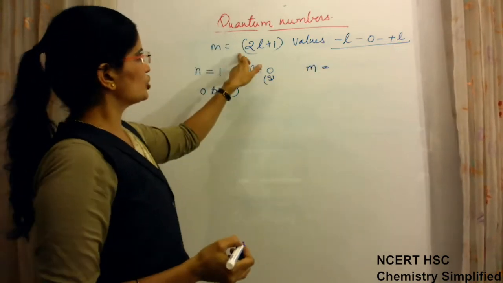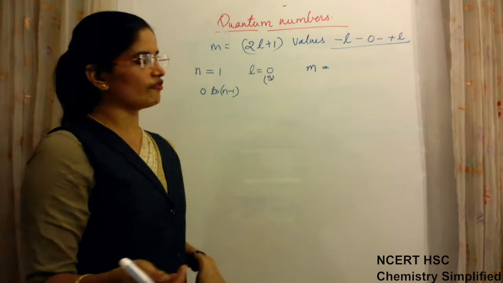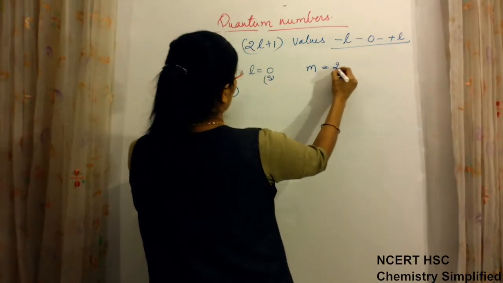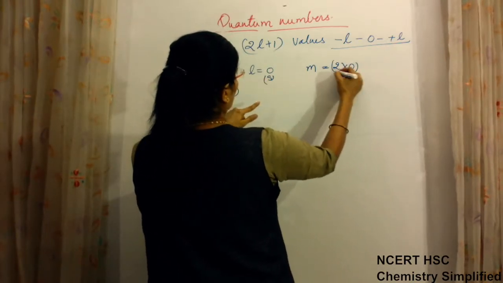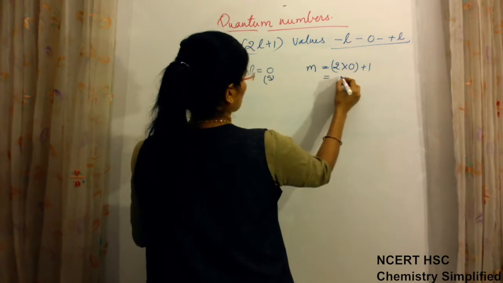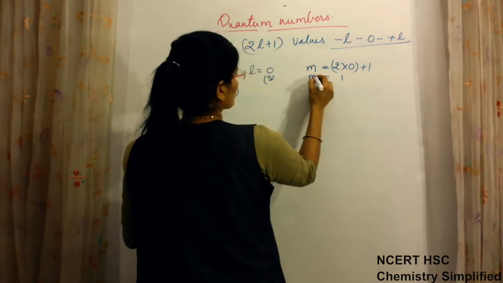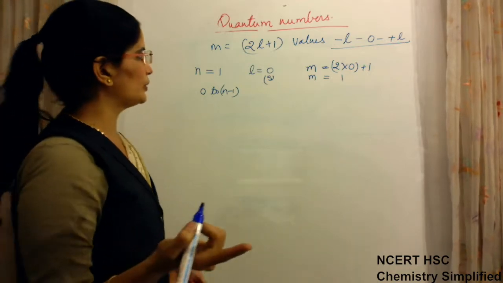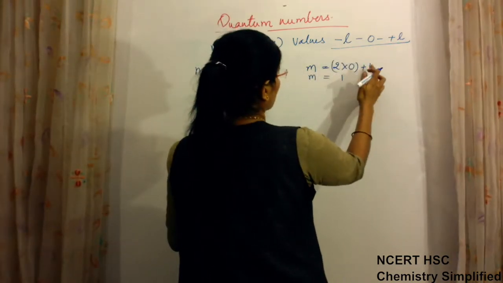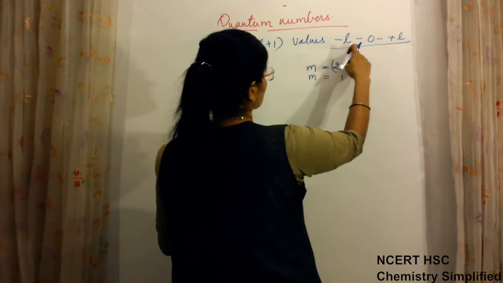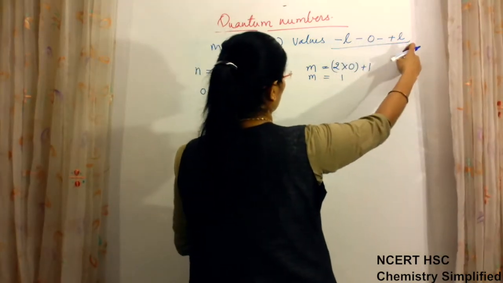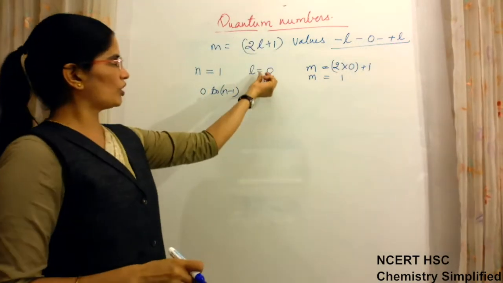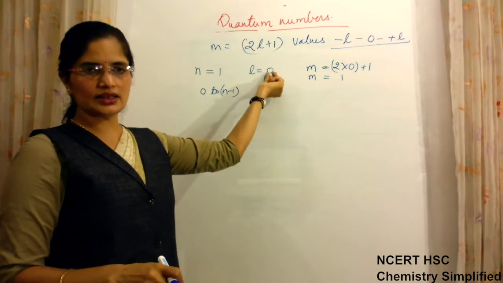When n is 1, l is 0, what is m at that time? m will have 2l plus 1 values. That means 2 into 0 plus 1, that is 0 plus 1, which is 1. So m will have only one value. And what will that value be? We said that it ranges from minus l through 0 till plus l. So what is l here? Actually l here is 0.